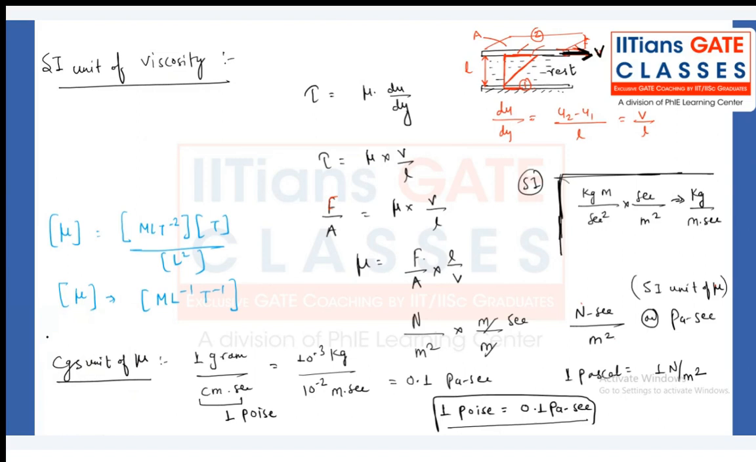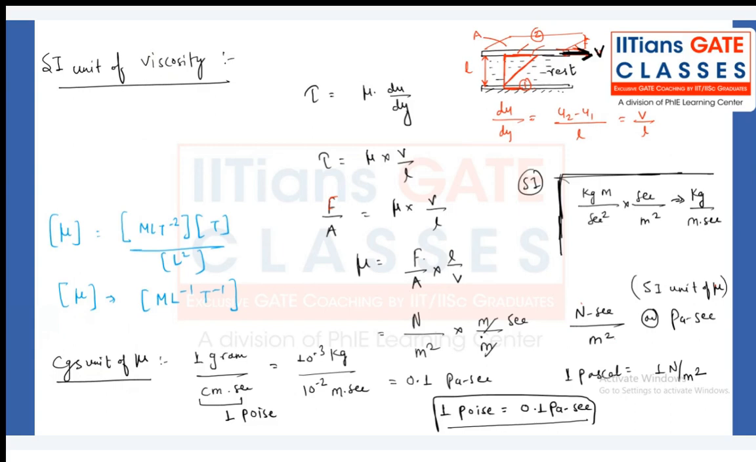We know Newton's law of viscosity: tau is directly proportional to du by dy. If I remove the proportionality, I get a proportionality constant: tau is equal to mu times du by dy. For the linear velocity profile, du by dy is V by L, so tau is mu times V by L. Tau is force by area. Then the viscosity is F by A into L by V.